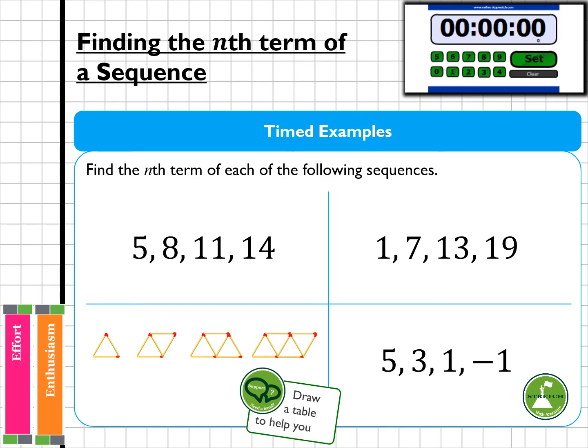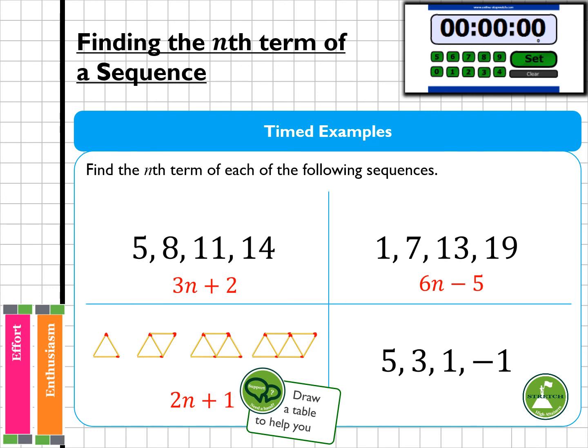Okay, going through answers. For the first one, the difference is 3. I then need to add 2, so I should have got 3n plus 2. For this next one, my difference is 6. I then take away 5, so you should have got 6n, take away 5. This next one, like I've said in the hint, draw a table to help you. Each time I am adding 2, so my initial bit is 2n. I'm then adding 1 each time. So that one is 2n plus 1.